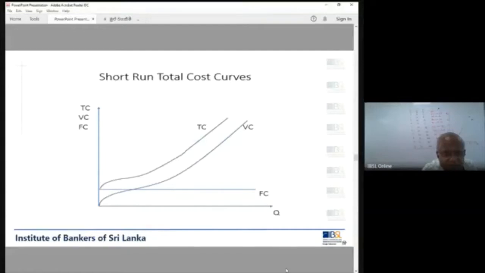After that, when the firm increases the output, total cost increases parallel to the variable cost curve. Exactly parallel to the variable cost curve. The gap between variable cost and the total cost is the fixed cost. You add some fixed number to the variable cost. That's why it is parallel. Understand?